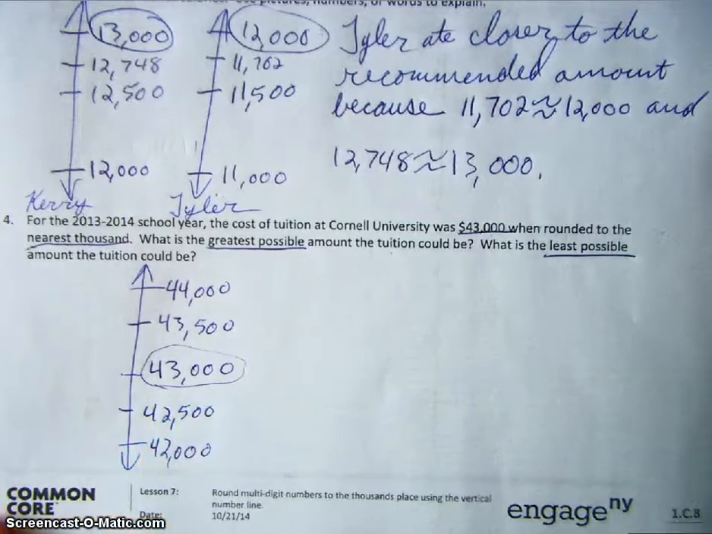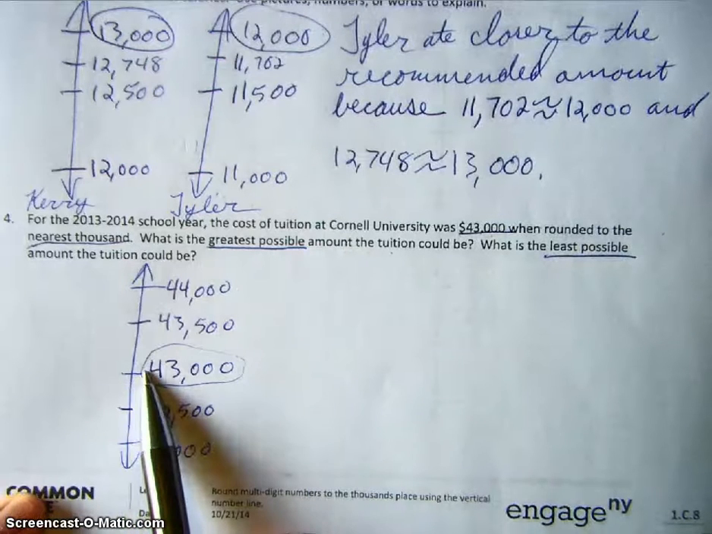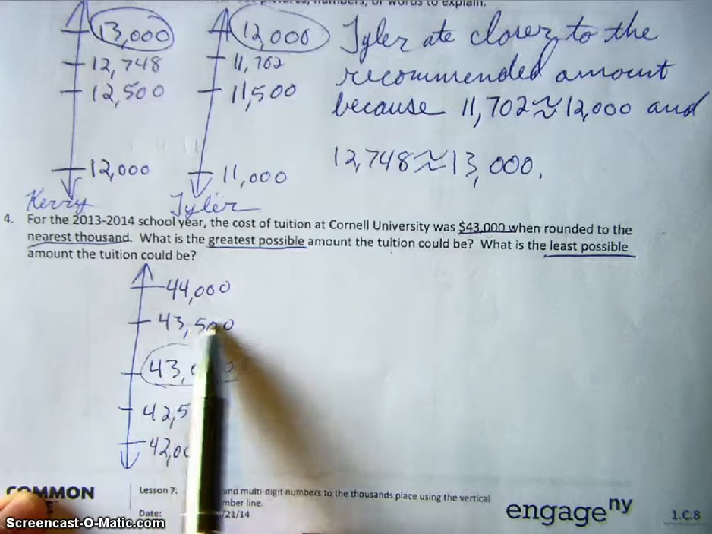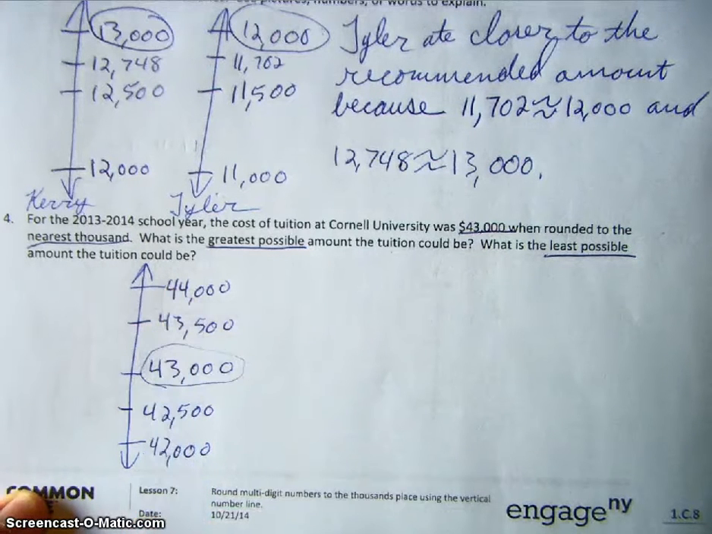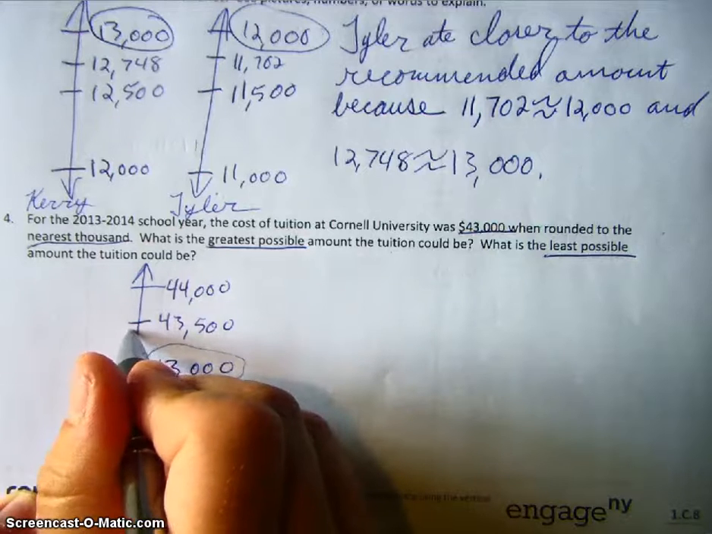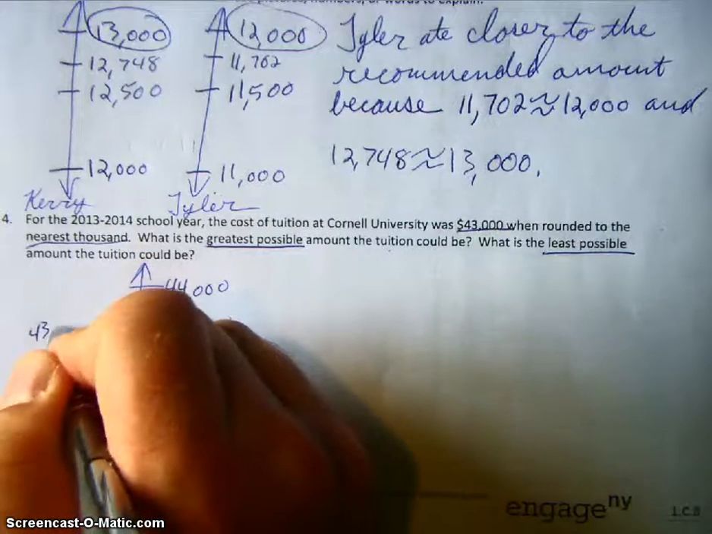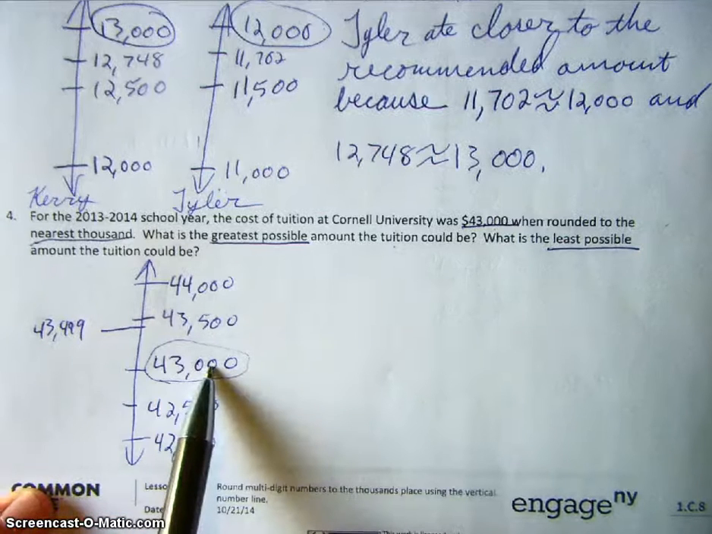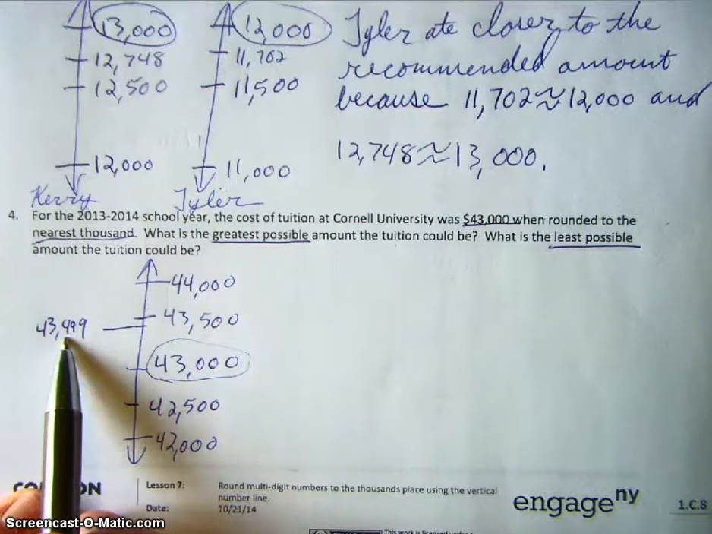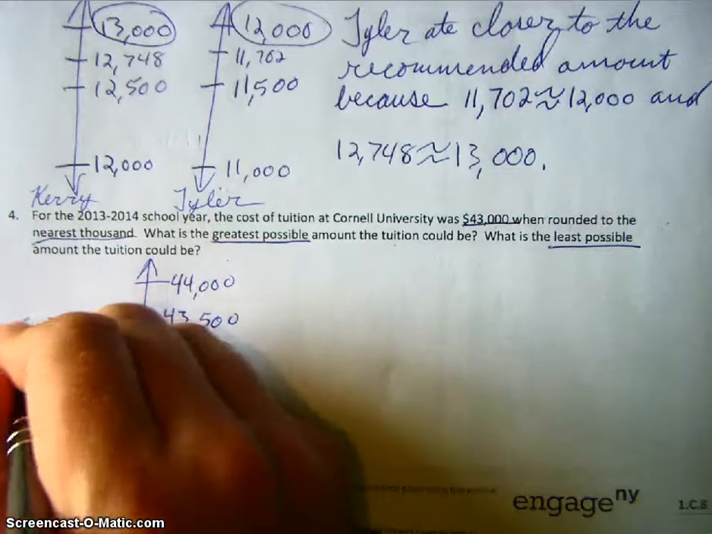Okay. All right, so now the greatest possible tuition amount. Now, going above, we know that our midpoint right here is at the point when we start rounding up. So the highest possible number we could get is actually whatever is right below our 43,500. So one less than that would be 43,499. Okay, that's the highest we could go and still round to 43,000 because we have that 4 in the hundreds place. Once we get to a 5 in the hundreds place, we got to start rounding up. Okay, so this is the highest amount we could go.